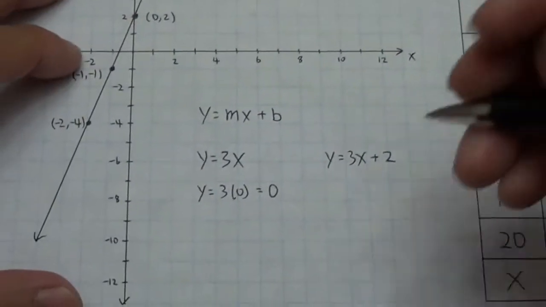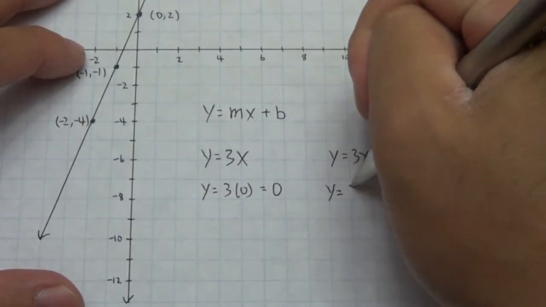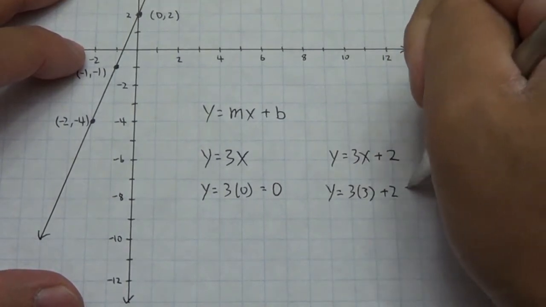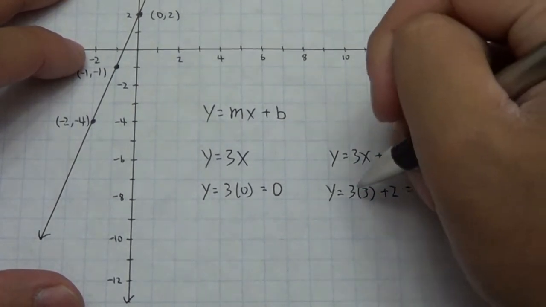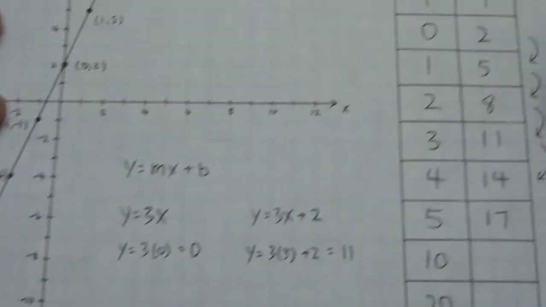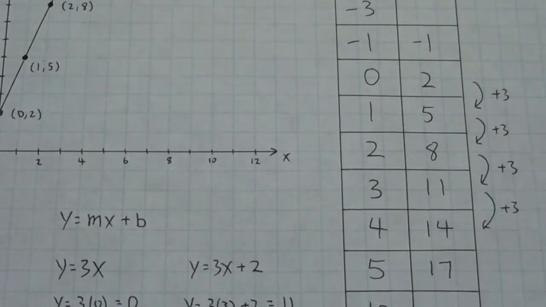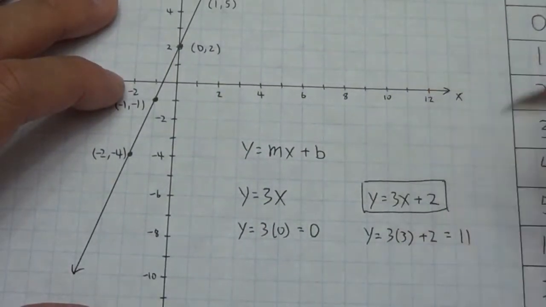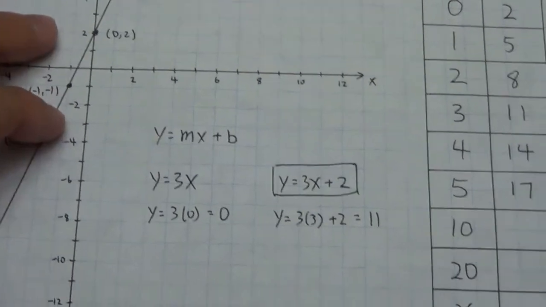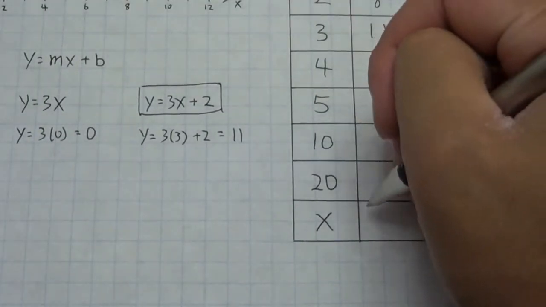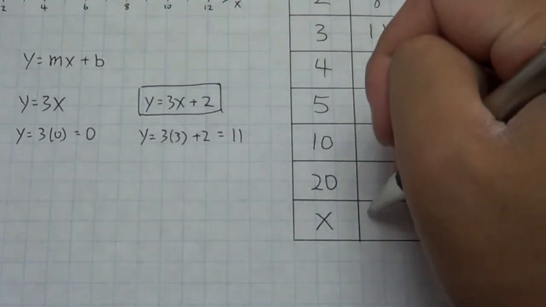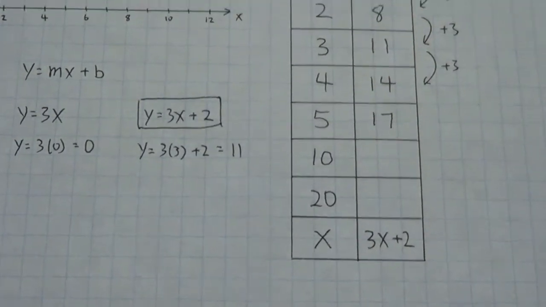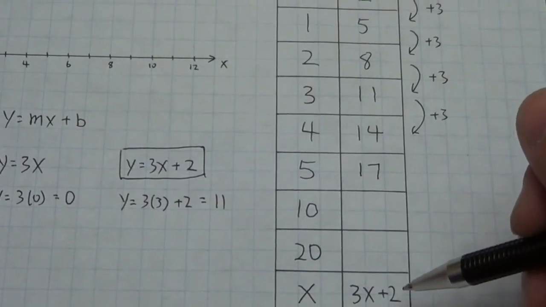All right, so if we plug in 3 where x is, y will equal 11, because 3 times 3 is 9, 9 plus 2 equals 11, and that matches up with our table. So then we know that this is a valid equation. All right, so going down here, whatever x is, y would be 3x plus 2. Then we can use that to fill in the rest of our table.